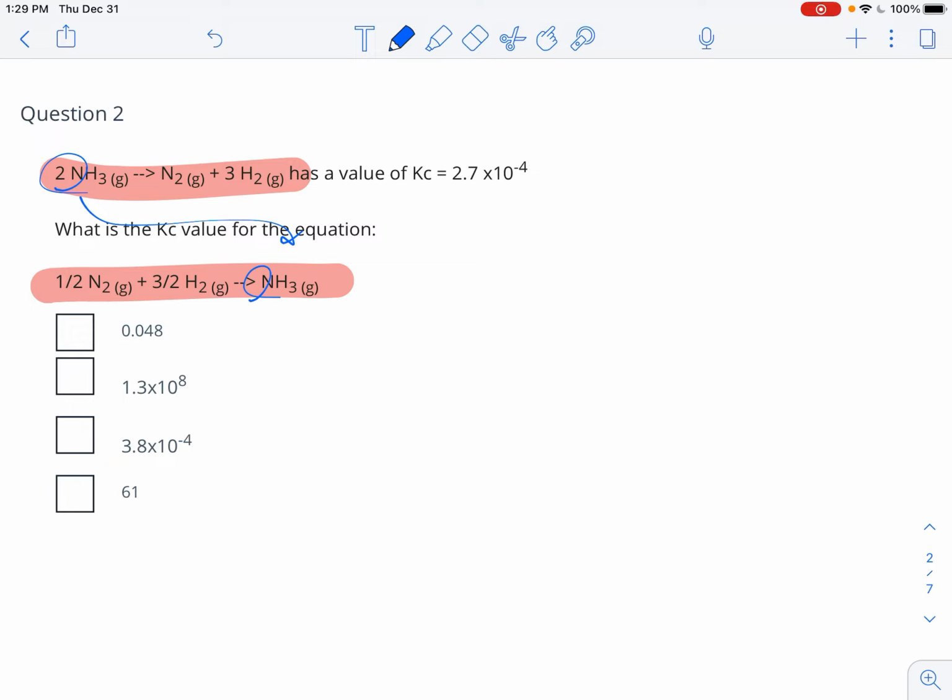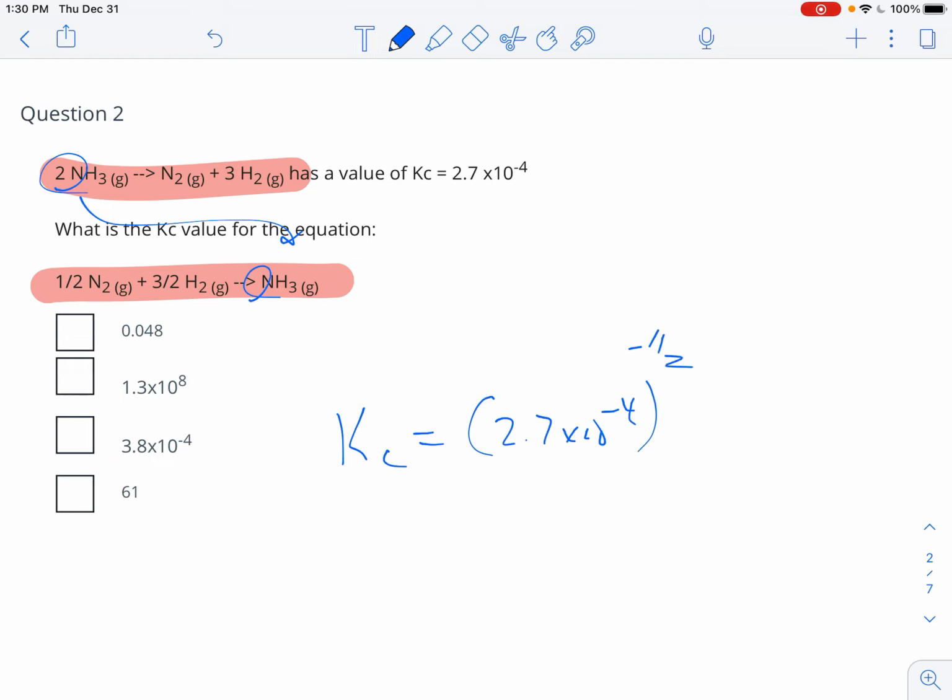So if that's the case, then when you flip it, you invert it, take it to the negative one. And then when you cut it in half, you raise it to the stoichiometric equivalent that you did. So you'd be raising it to the one half. So you would essentially then be taking Kc, which would be 2.7 times 10 to the negative fourth, and you'd be raising it to the negative one half.